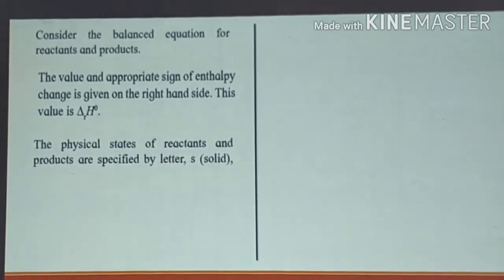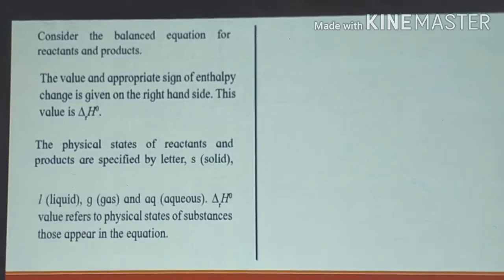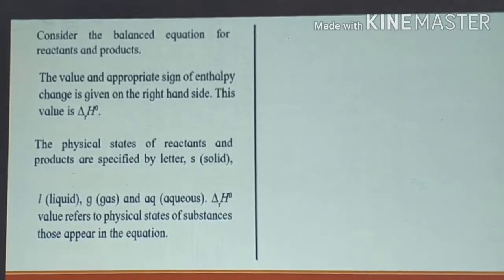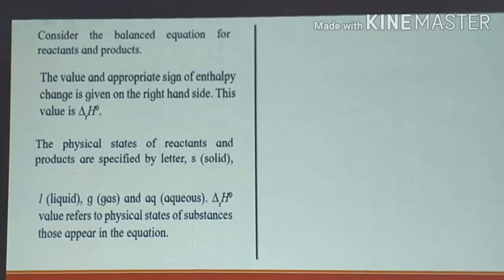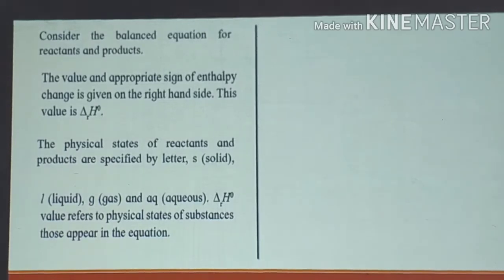The physical state of the reactants and products are to be specified by letters. For example, if the substance is solid, use S. If the substance is liquid, use L. If it is a gas, use G. But if you are taking a substance in the form of an aqueous solution, write AQ in the bracket. Whatever is the value of standard enthalpy of reaction, that refers to the physical state of the substance that appears in the reaction.